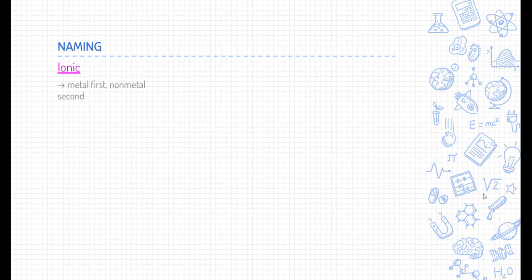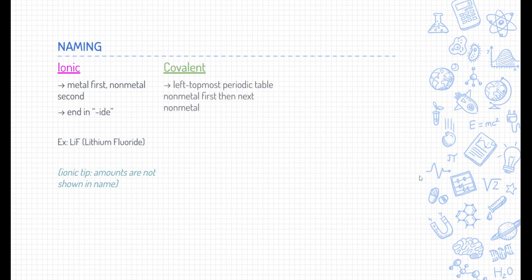Let's start with ionic compounds. Ionic compounds, we always name them by naming the metal first and then the nonmetal second. And we always end the compound name in "-ide." An example that we saw earlier is lithium fluoride. Remember, that's a single compound made of lithium and fluorine stuck together. Now, a quick tip that's going to make sense a little bit later when we talk about covalent compounds: notice that in ionic compounds, the amounts are not shown in the name. Lithium fluoride doesn't tell you how many there are, and we'll talk about that a little bit later as well. Let's contrast that to covalent compounds.